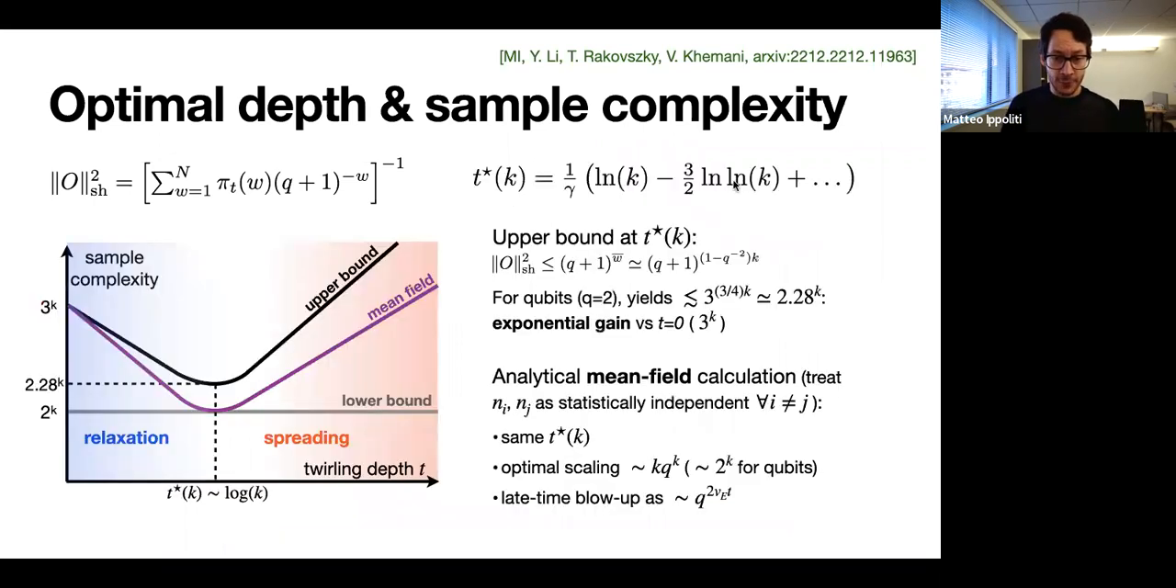And now we can plug in this optimal depth into our upper bound, and we find essentially this kind of scaling with, for qubits, for instance, 3 to the 3/4 to the power of k, which happens to be about 2.3. So, numbers don't matter so much, but it is an exponential gain over the zero depth protocol that was just individually randomizing the qubits. Here, by doing this kind of many-body process for a logarithmic depth, we bring this down substantially to some lower value.